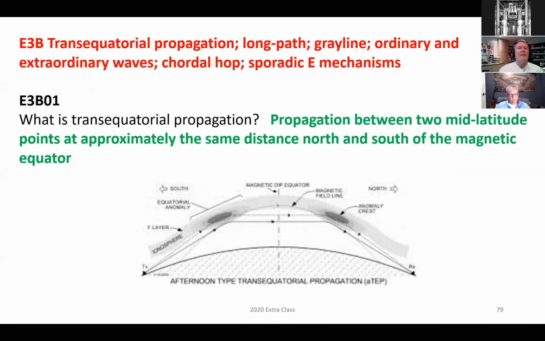Okay, moving on to section E3B, transequatorial propagation, long path, gray line, ordinary and extraordinary waves, chordal hop, and sporadic E mechanisms. E3B01, what is transequatorial propagation? That's going to be propagation between two mid-latitude points at approximately the same distance north and south of the magnetic equator.